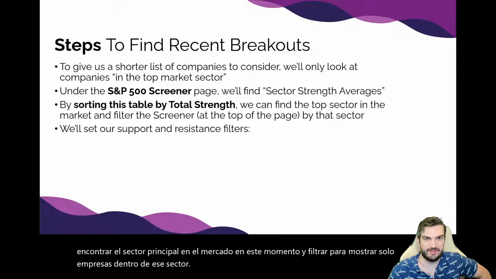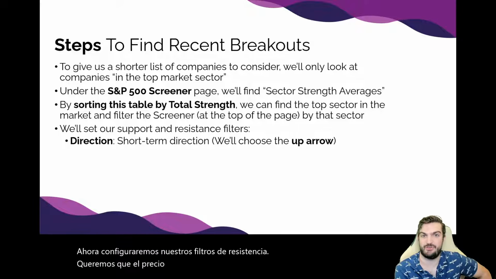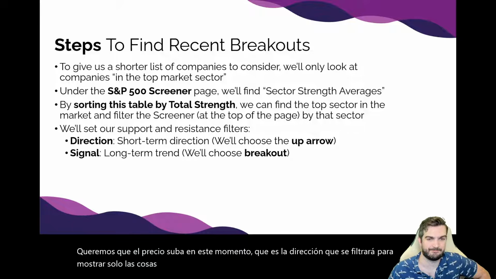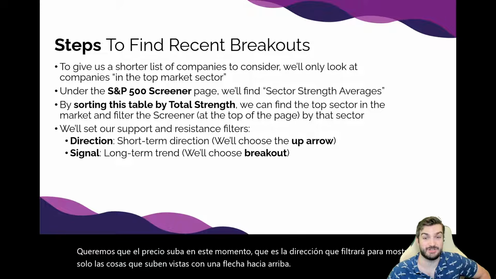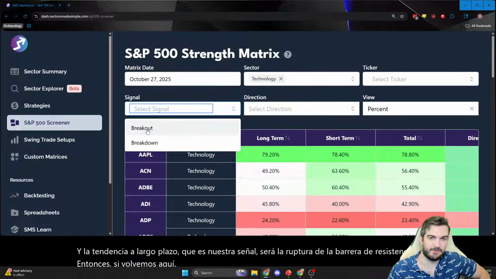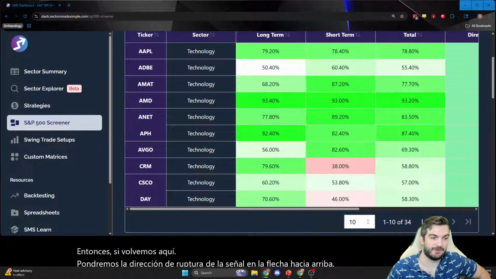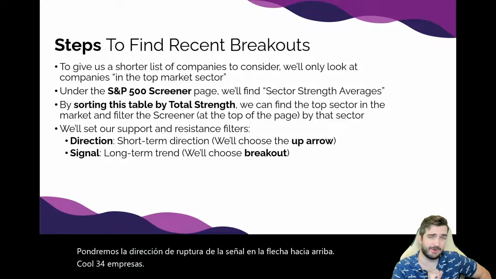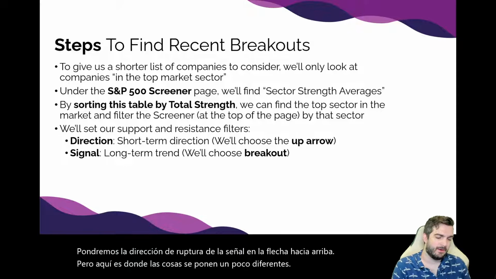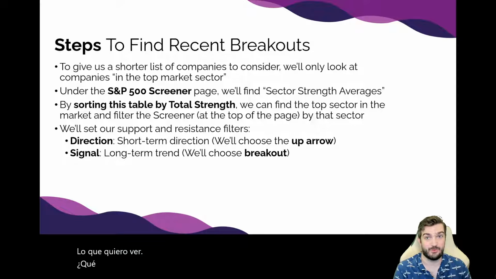Now we'll set our resistance filters. We want the price to be going up right now, which is direction. We'll filter to only show things going up, seen with an up arrow. And long-term trend, which is our signal, is going to be that resistance barrier breakout. So if we go back here, we'll put in signal, breakout, direction, up arrow. Cool. 34 companies. But here's where things get a little bit different. What I want to see are which companies have gone on breakouts recently.